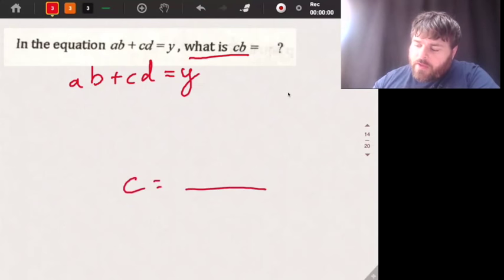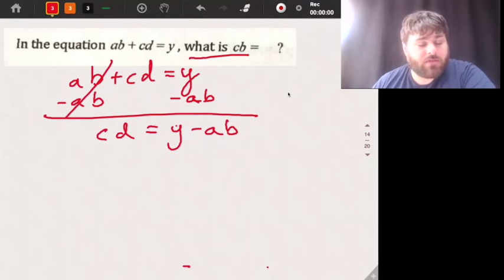That gives me CD equals Y minus AB. Now remember, you can't subtract AB from Y because you don't know what Y or what A or what B is. So just write it out, okay? Don't be afraid. That's actually easy to do. If you're just not comfortable with it, it might scare you a little bit, but it's really easy actually. What's X plus Y? It's X plus Y. You just write it out.